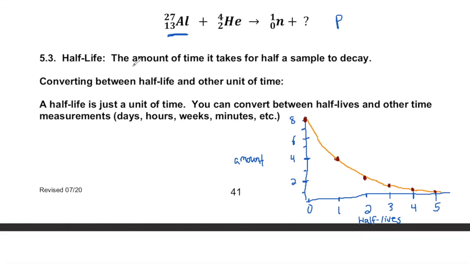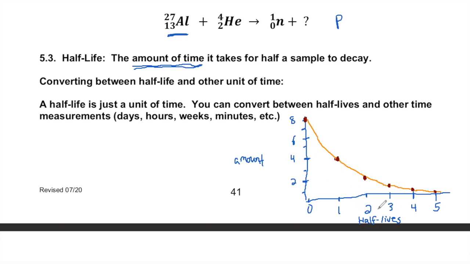So we have an amount of time. A half-life is just an amount of time, and that's the amount of time it takes for half of the sample to change into something else, to decay. So here I tried to graph this a little bit. It's not a linear straight line, but it's a curve that happens when you are following the amount over time that you have.